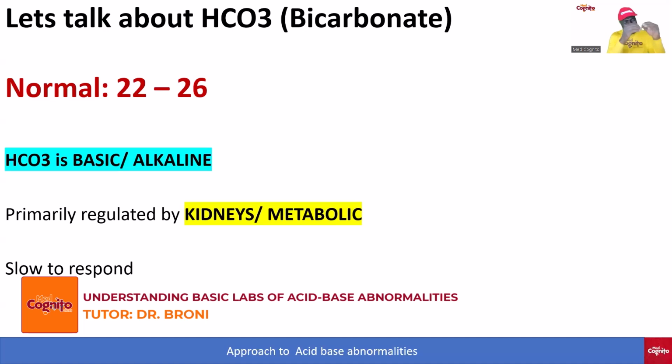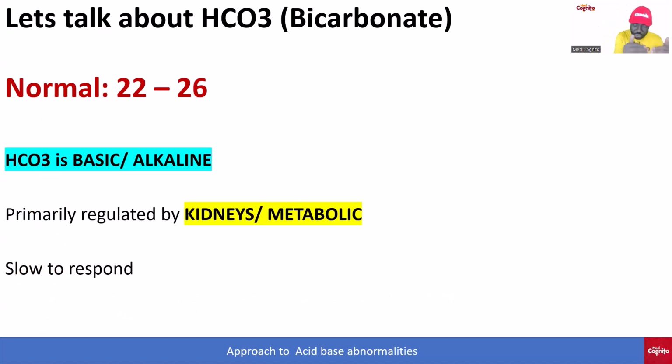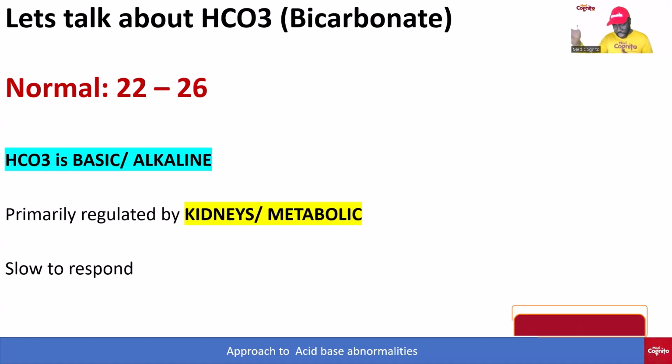And HCO3 is controlled by the kidneys. HCO3 is controlled by the kidneys. So the more HCO3, we say that the patient is more alkalotic. If there's less HCO3, we say the patient is more acidic, right? Okay, so let's do this quiz.